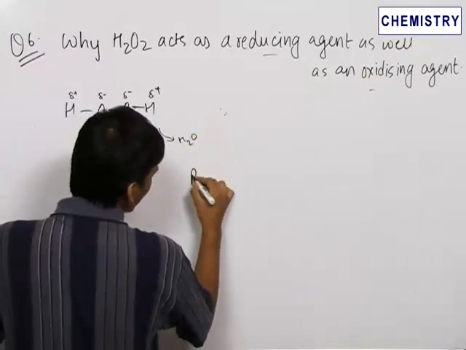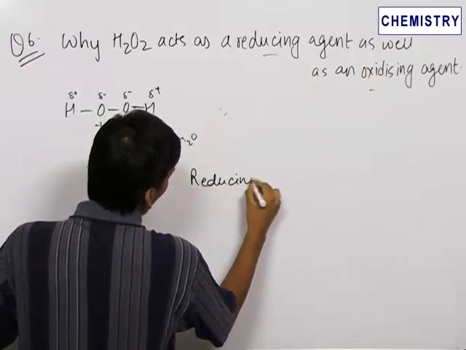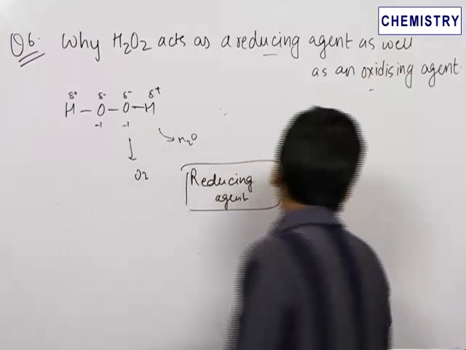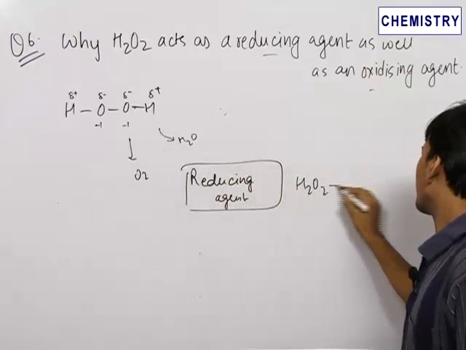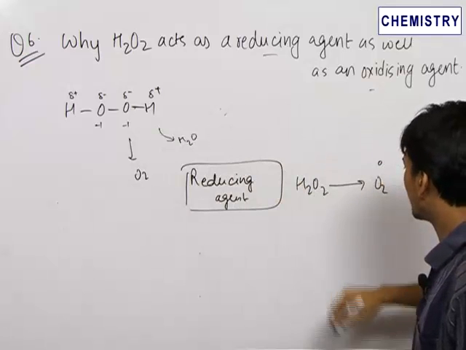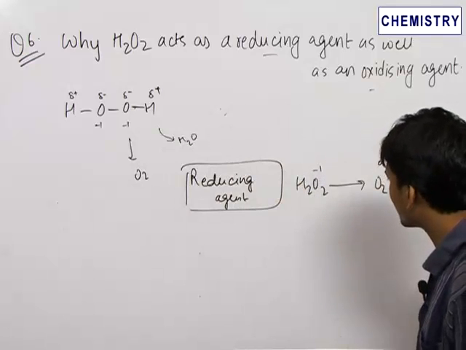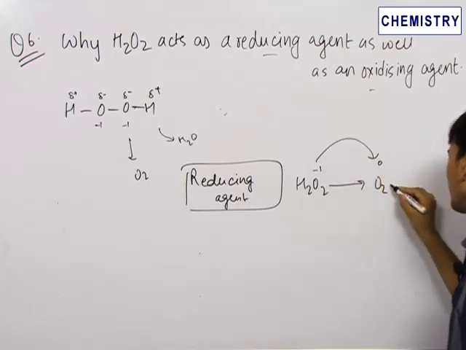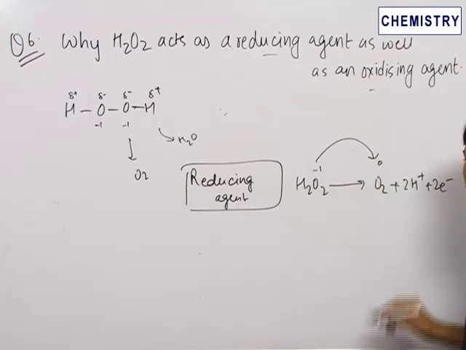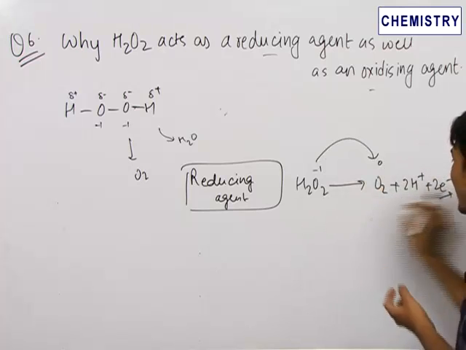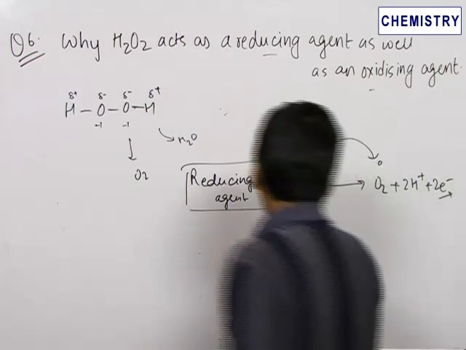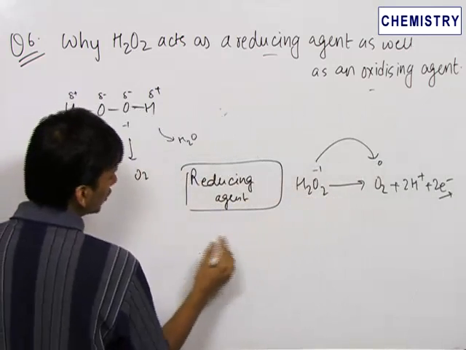Now when H2O2 acts as a reducing agent, H2O2 gets converted to O2. Here the oxidation state of oxygen is 0 and the oxidation state of oxygen over here is -1. So there is an oxidation. We balance this by 2H plus and 2 electrons. Therefore, we can also say that as electrons are being released, this H2O2 is being oxidized and it acts as a reducing agent in the procedure.